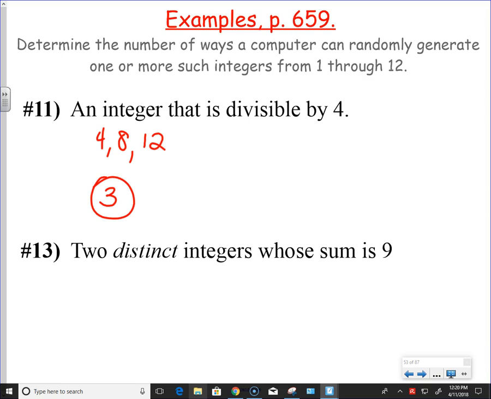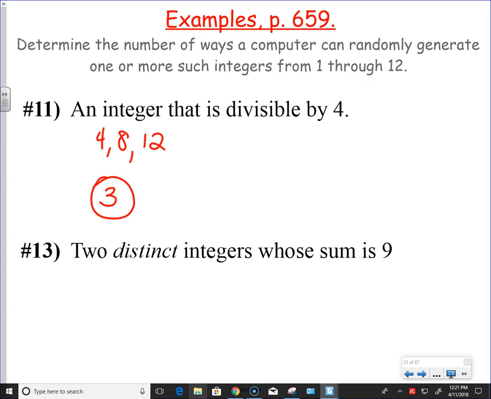Now, hold on. Number 13, sum to be 9. Okay, well, hold on. Distinct just means 2 different. You can't have the same number add to be 9, but it's okay. 4.5 and 4.5 aren't even legal, because what did it say about the numbers? Integers. And integers mean no decimals, no fractions.